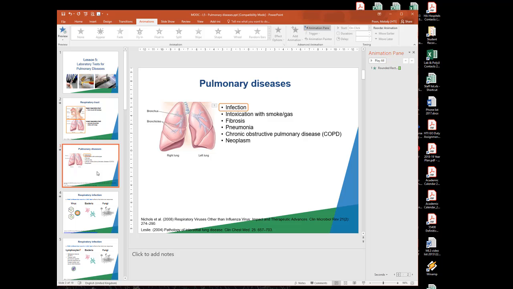There are many different pulmonary diseases: infection, intoxication with smoke or gas, fibrosis, meaning the formation of excess fibrous connective tissue, pneumonia, an inflammatory condition of the lung, COPD, chronic obstructive pulmonary disease, a chronic inflammatory lung disease that causes obstruction of airflow from the lungs, and neoplasm, the abnormal growth of tissue, including cancer. Among these, I would like to focus on discussing infection.